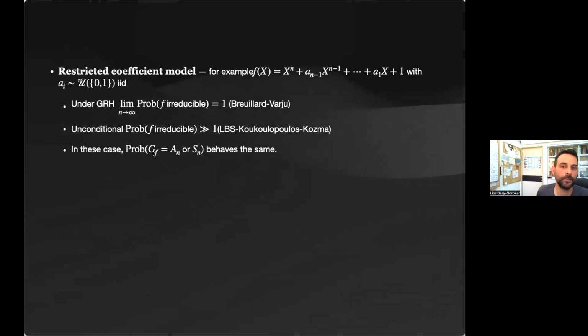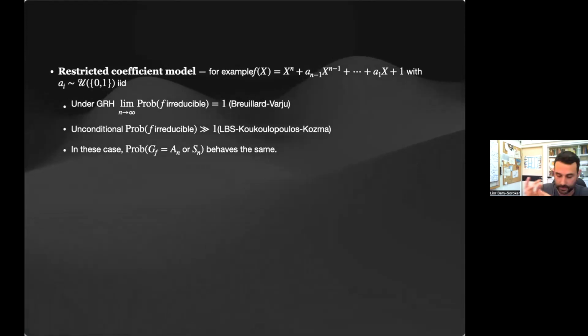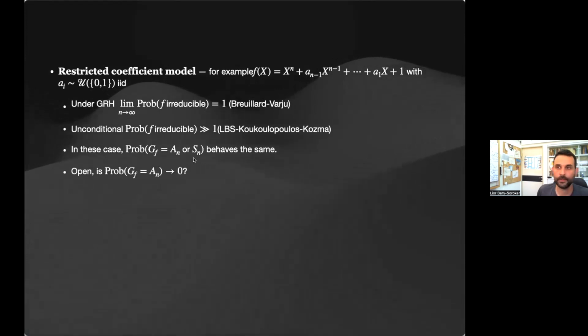In these two cases, you can prove that the Galois group is AN or SN with the same probability, but in these two cases, we cannot distinguish between AN or SN. So in this setting, even under the general Riemann hypothesis, we don't know how to show that AN appears with probability 0. This is the same philosophy: if you want to understand how the Galois groups distribute, SN is the most difficult group, usually you can say something about SN, but it's very difficult to bound the probability for AN, although you know that it's small. So this is open even under GRH today.